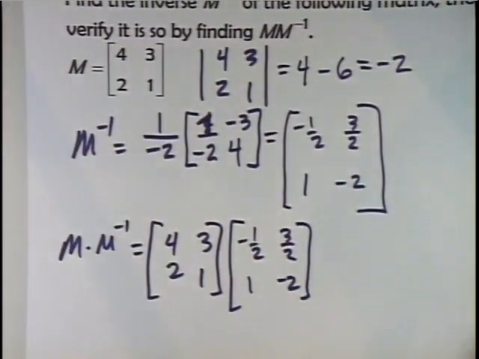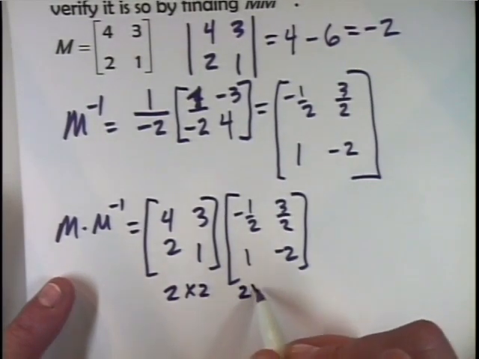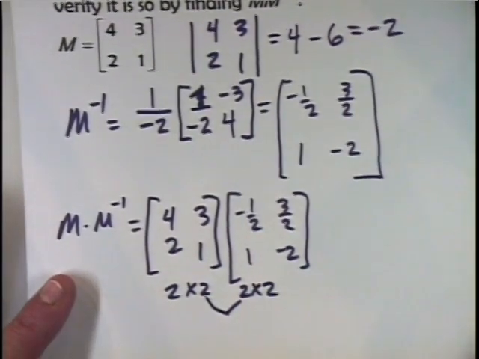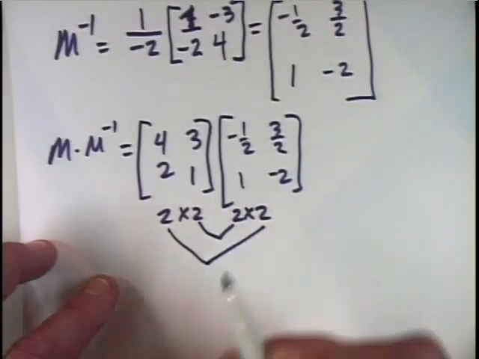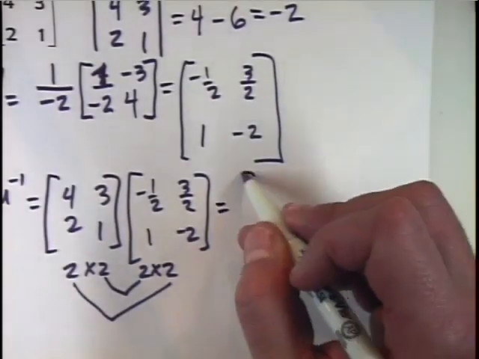Now again, when does matrix multiplication work? Well, this is a 2 by 2 multiplied by a 2 by 2. So when these numbers are the same, it'll work. And we're going to result in an outside matrix, which is the 2 by 2. So let's go ahead and see what we get.